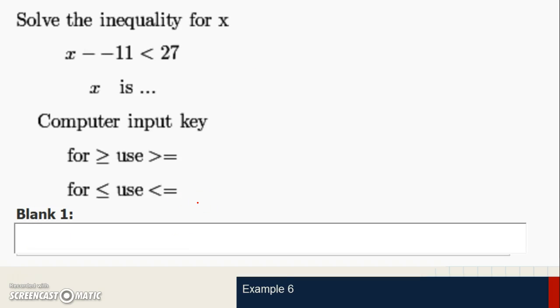Here's the next one. Here I have a double sign. So I'm going to go ahead and take care of this double sign. Two negative signs together are actually two positive signs. So I have x plus 11 is less than 27. What's happening to x? Well, it's being added to 11. So the inverse operation, subtract 11. And I have x is less than 16. X is already on the left-hand side. I can just go ahead and type it in. X is less than 16.